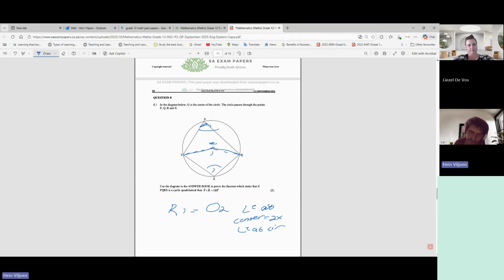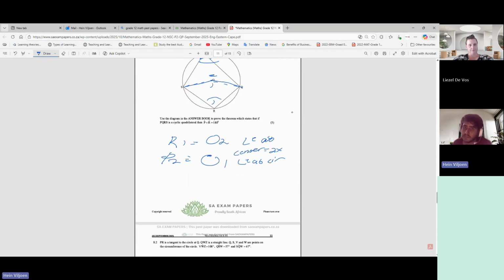Okay, so then you're also going to say, well, okay, P2 would be equal to O1, and that's the same theorem. 2P is equal to O1. Now, okay, now we get to a very basic theory. Now, angles around the point is how many degrees? 360. Okay, so then we can say that O1 plus O2 is equal to 360. So that means therefore 2 times P plus 2 times R is equal to 360. Then if you divide by 2, you get P plus R is equal to 180. Then you can say, therefore, this is a cyclic quadrilateral.